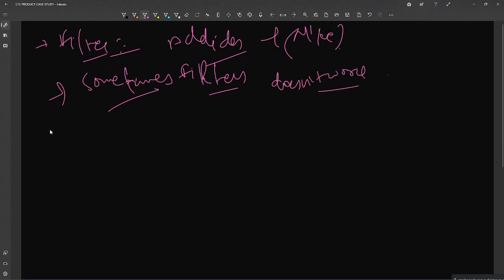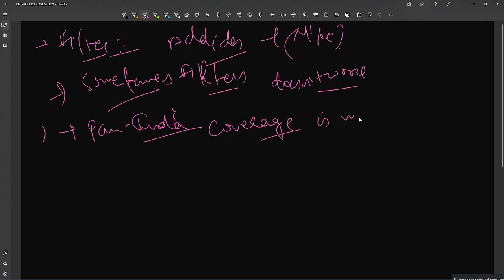Okay. Then the next point can be that there is no pan India coverage in delivery, right? Pramod, this was the point you were mentioning, right? Pan India coverage is not there. Yes, yes. Okay, this is delivery. So see, delivery we are mentioning as the fifth point, right?